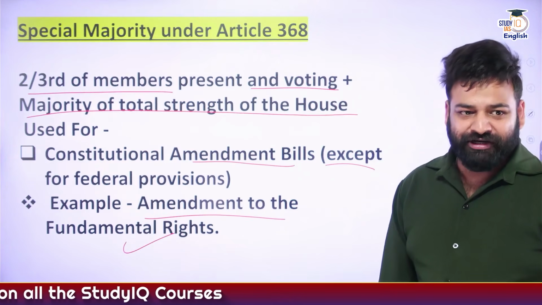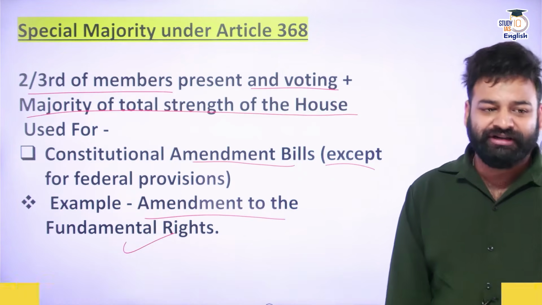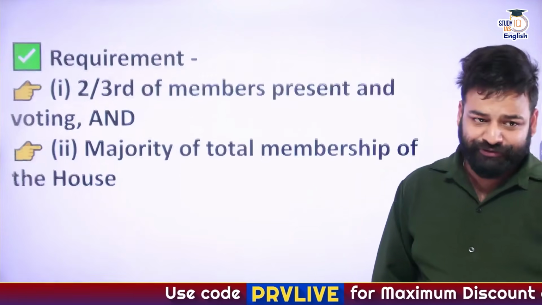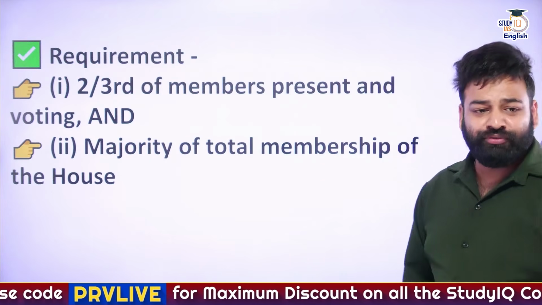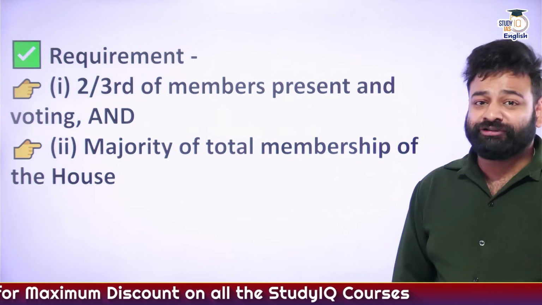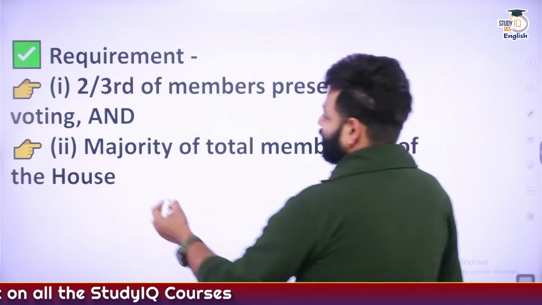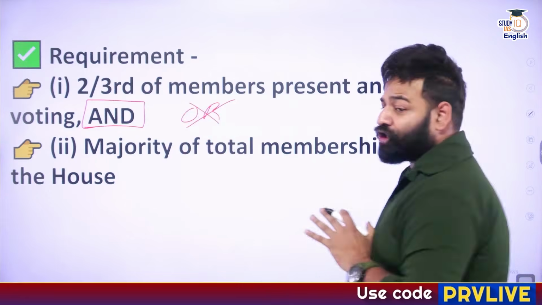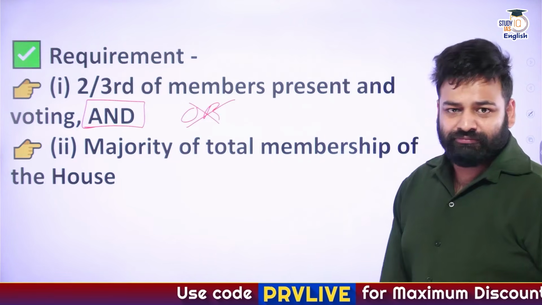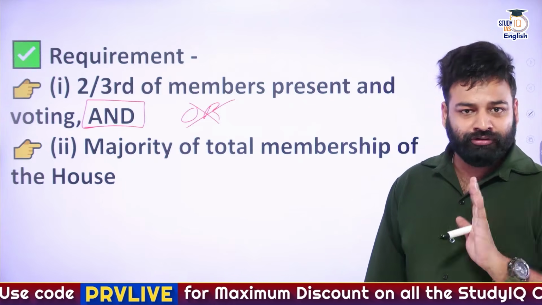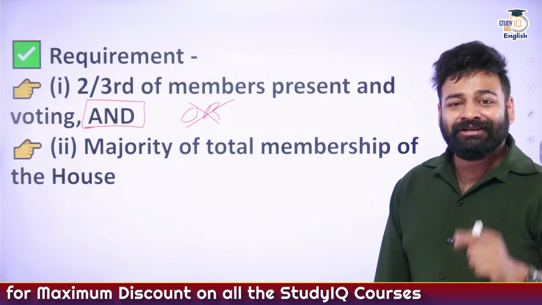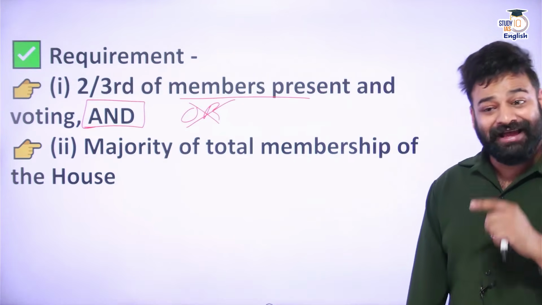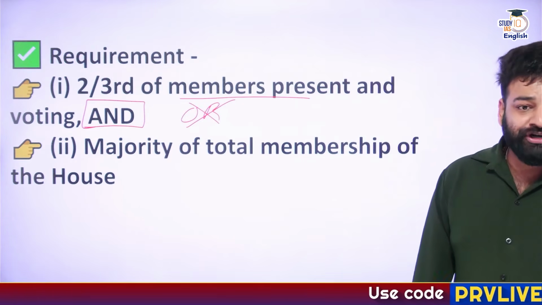Now let's discuss both of these conditions, that is 2/3 of the members present and voting plus a majority of the total strength of the House. These are the two basic requirements. Remember, both of them are required. What is the word mentioned here? And. We haven't mentioned the word or. You don't have the option of either of the two, no. What do we need? We need both of them. That is why it is mentioned as and. So 2/3 of the members present and voting, and the second condition, a majority of the total membership.